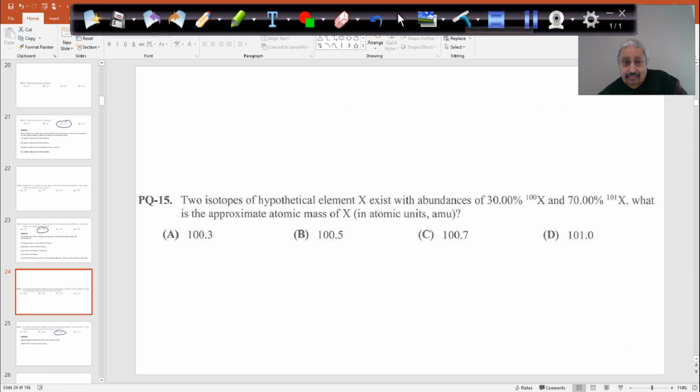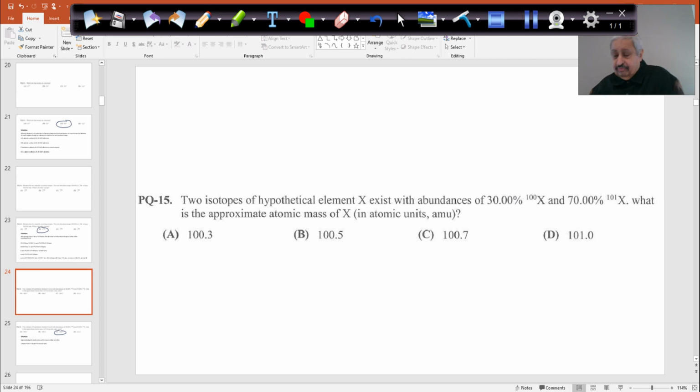Take this one out. Two isotopes of hypothetical theoretical element X exist with abundance of 30% for the first one, and the other one will be 70%. The atomic mass of the first is 100, and the other one is 101. What is the approximate atomic mass of X in atomic units AMU?